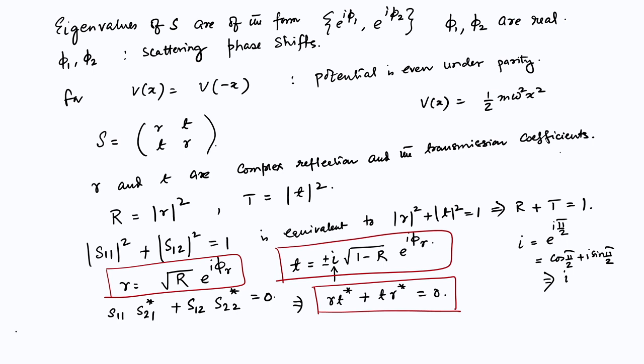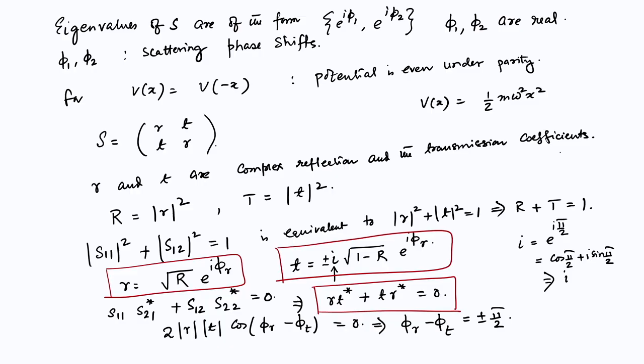Okay. All right. So now that tells that if I write these things properly using these relations above, then I get 2 mod R mod T cosine of phi R minus phi T equal to 0. So this is equivalent to R T star plus T R star, and this is equivalent to phi r minus phi t equal to plus minus pi by 2, which is what I have told you earlier, that the reflected wave and the transmitted wave will have a phase difference of either plus pi by 2 or minus pi by 2.